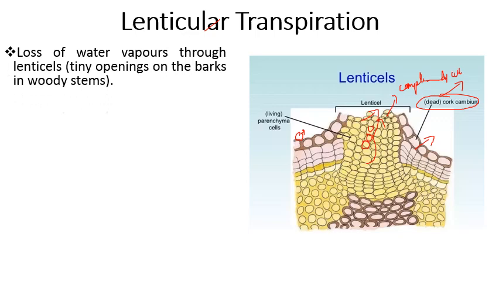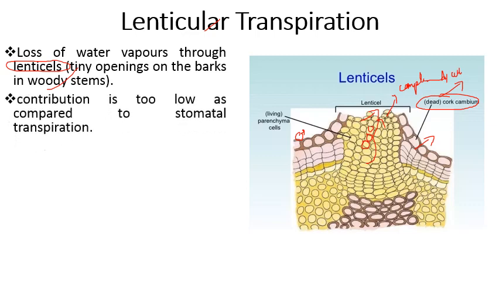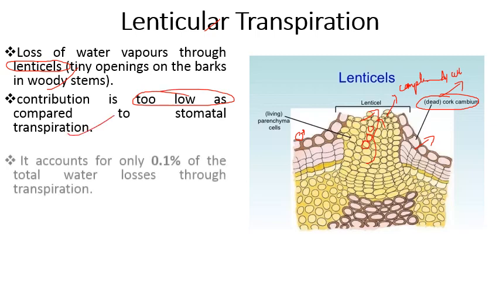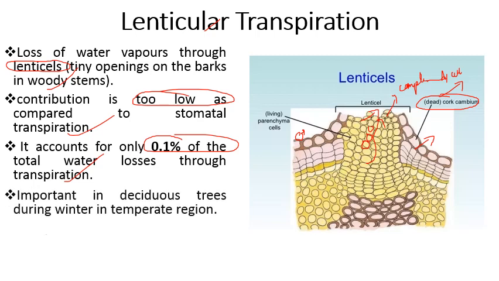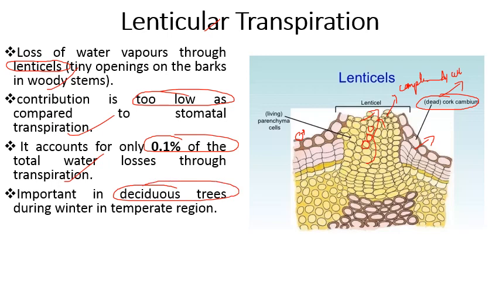So loss of water vapors through lenticels, which are small tiny openings on the barks and woody stems, and this contribution through these small openings is very low as compared to the stomatal transpiration, and it accounts for only 0.1% of the total water losses through this type of transpiration. And this is very important in deciduous trees during winter season in the temperate region.